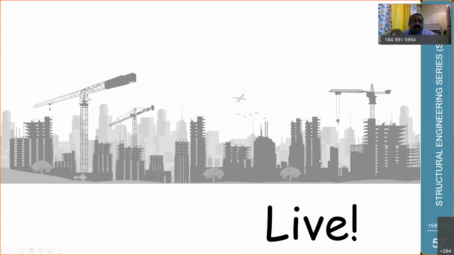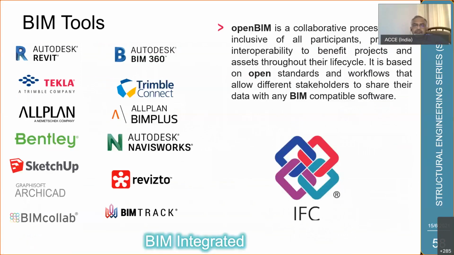Okay. So, as I said, BIM is a coordinated way of working. There are various tools available, different tools from Autodesk as well as Trimble and Bentley, Graphisoft, and Trimble Connect, BIM 360, Navisworks, various tools are there. OpenBIM is a collaborative process. That is something inclusive of all participants, and promoting interoperability to benefit the projects and assets throughout their life cycle. It is based on open standards and workflows that allow different stakeholders to share their data with any BIM compatible software.